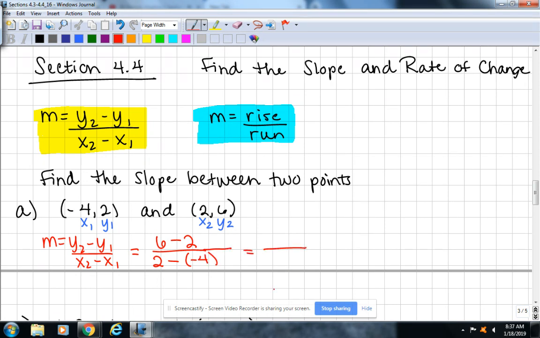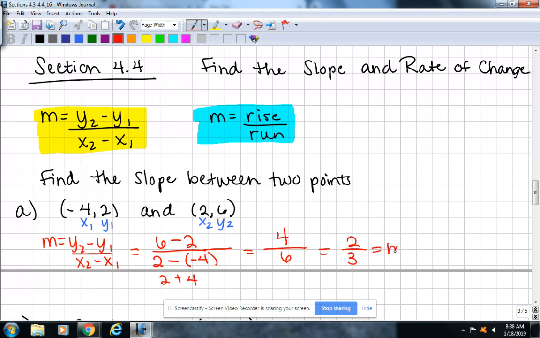Then I subtract them. So what is 6 minus 2 in the numerator? 4. 2 minus -4 is the same thing as 2 plus 4, which is 6. And after you do that, you simplify your fraction. So what does 4 over 6 reduce to? 2/3. Now, y'all, you never want to put slope as a decimal, okay? We need a rise and a run, so we want slopes to be fractions or whole numbers, okay?